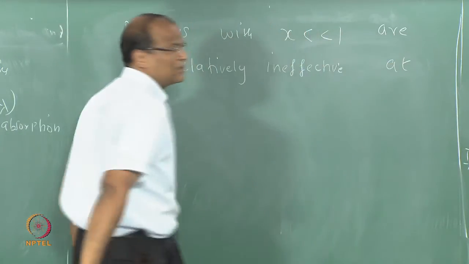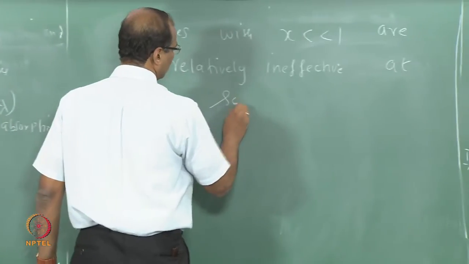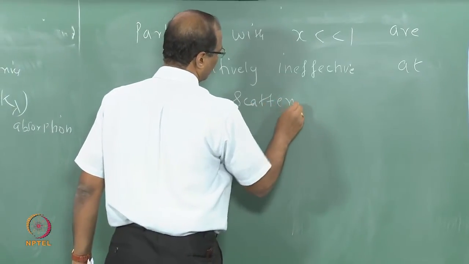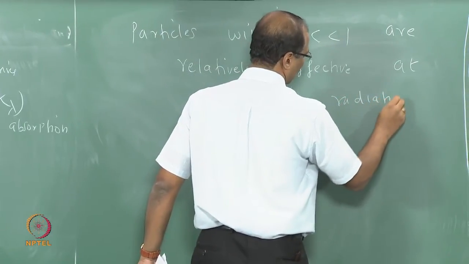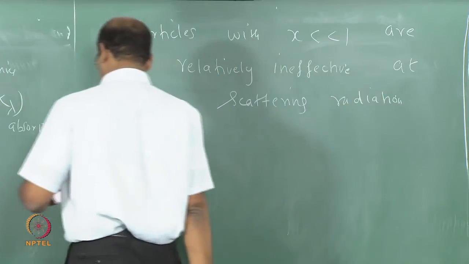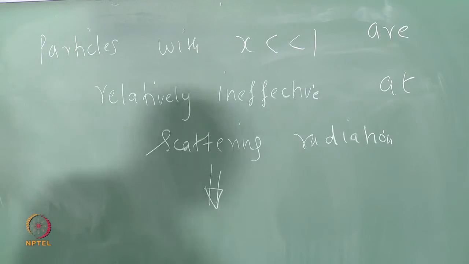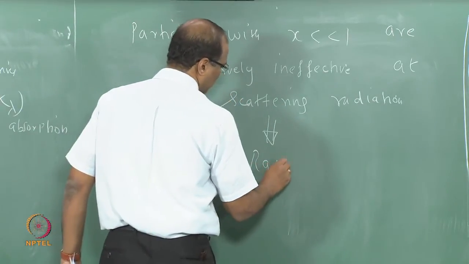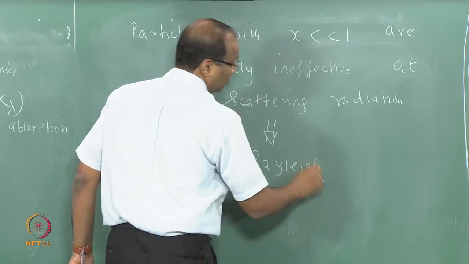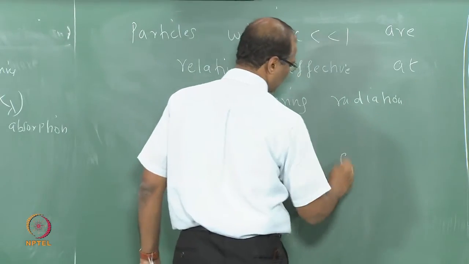Particles with x much less than 1 are relatively ineffective at scattering radiation. This is called the Rayleigh scattering regime, which is indicated in the picture.